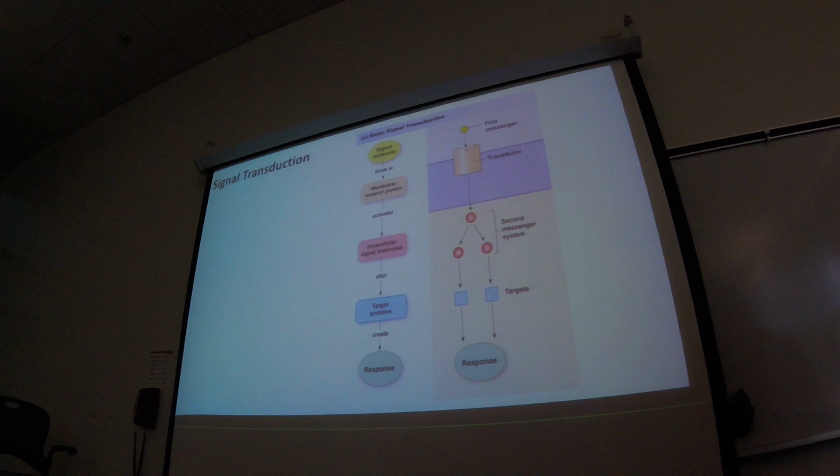And so once that ligand hits the receptor, this is the basic process that happens. So the signaling molecule is always considered the first messenger. It binds into a receptor which we call the transducer. And this transducer then will activate these secondary or second messengers. These are the messengers that will go tell other proteins, other structures in the cell to do stuff. And so they'll go to targets, and then they'll create a response here.